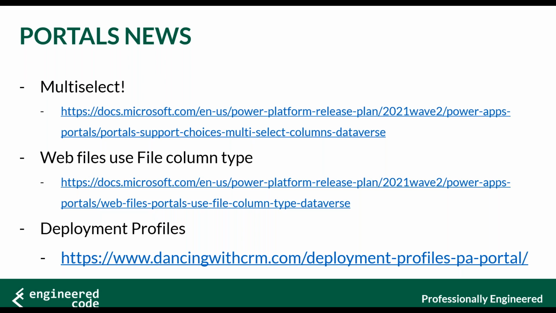I've got a couple blog posts on a workaround for it, but it's not pretty. So I'll be happy to turn those off once the multi-select support is there. So that is fantastic news that portals will support multi-select. And I hope this means that we can start looking for, because there are some other column types that still aren't there, the file type, which we'll talk about next here.